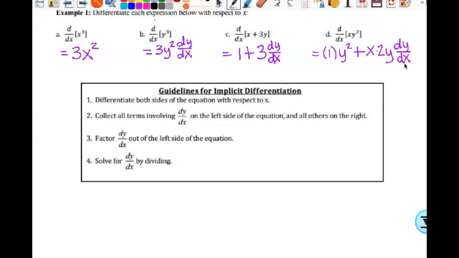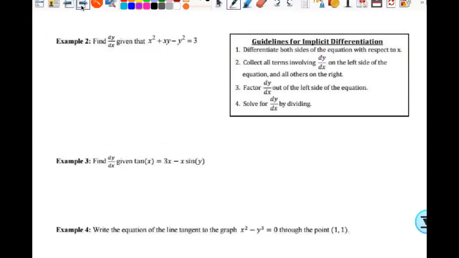What questions do you have? So the good news is no new rules, same rules, just if the variable happens to be y right now, we put a dy/dx on it. We'll worry about other variables later after this makes a little bit more sense. Okay? Here's a list of guidelines. We differentiate both sides of the equation, because these weren't equations, these were just expressions. With respect to x, we're going to collect all terms with dy/dx on the left-hand side, factor it out, solve. So that'll make more sense once we do it. But they're the little guidelines.